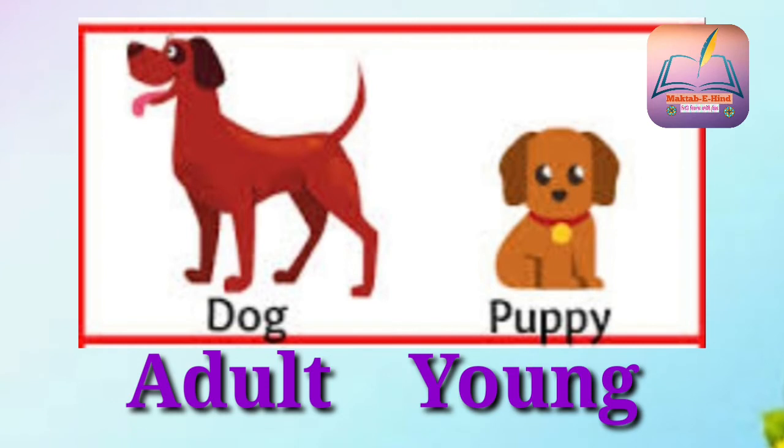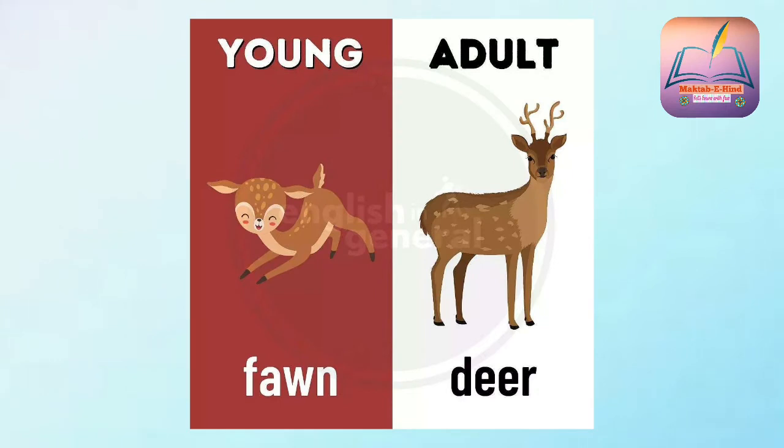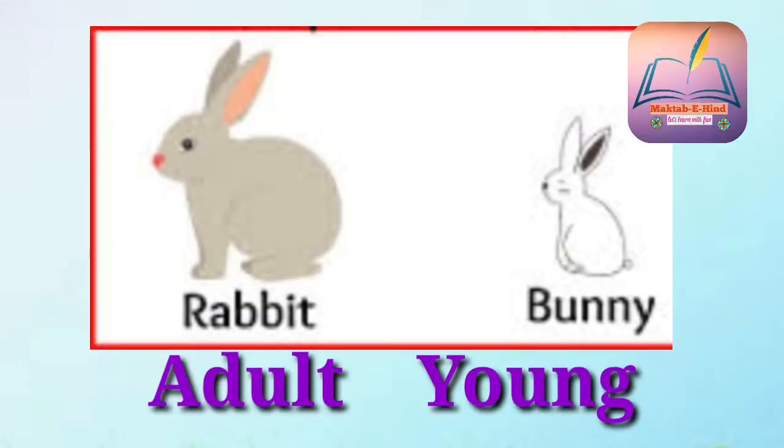Dog is adult and the young one of dog is called puppy. Dog, puppy. Deer is adult and young one of deer is called fawn. Deer, fawn. Rabbit is adult and young one of rabbit is called bunny. Rabbit, bunny.